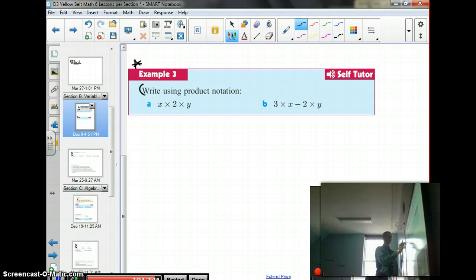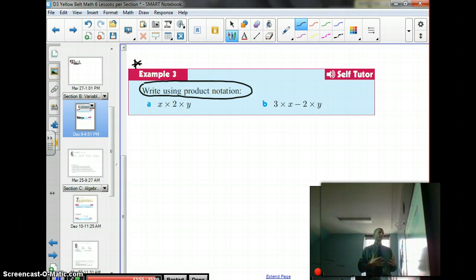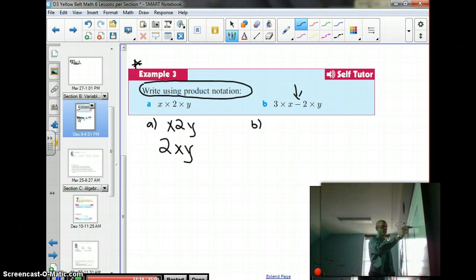So let's look at example 3. This is called product notation. Basically, all you need to remember is that we're taking out multiplication signs. So here, if we're going to rewrite A in product notation, it's just going to be x to y, but then in proper product notation, the number has to go in front. For B, it's 3x, but it's subtracted by a subtraction sign, we leave subtraction signs in, so it'll be 3x subtract, well, we got to take out this multiplication sign, 2y.